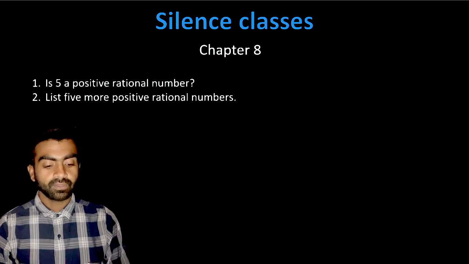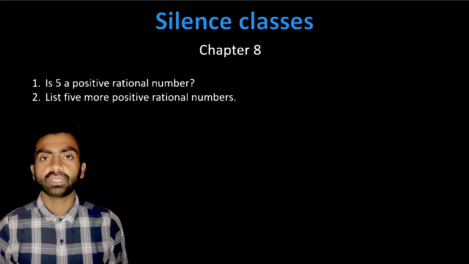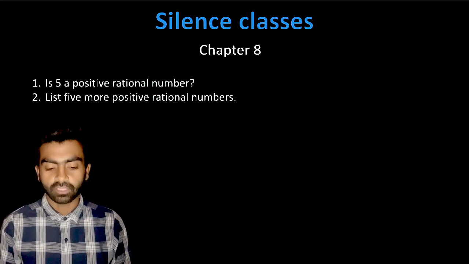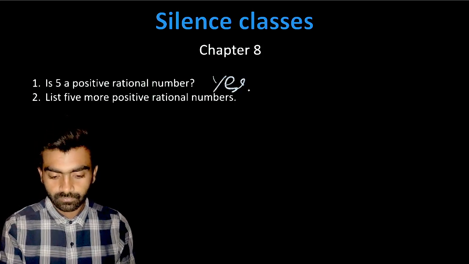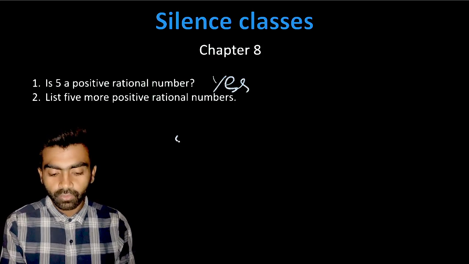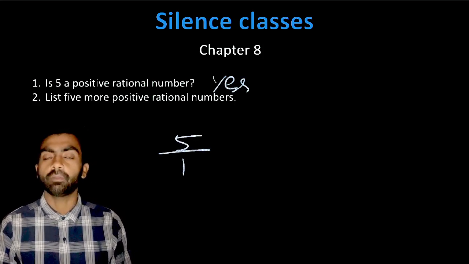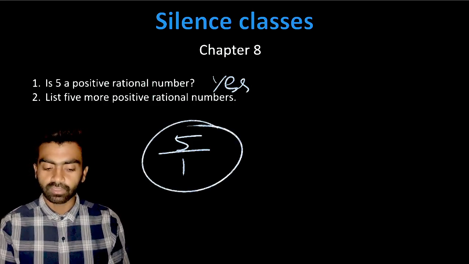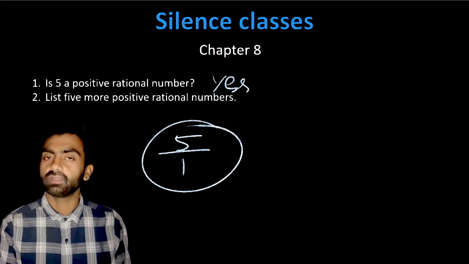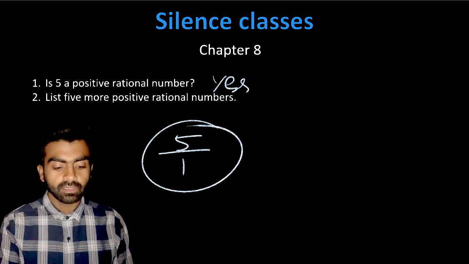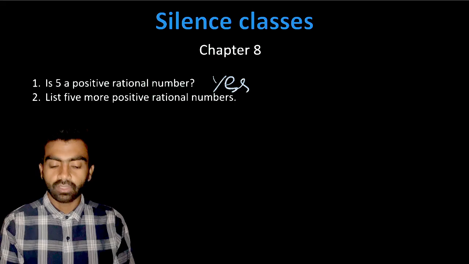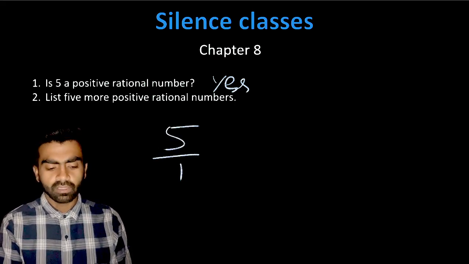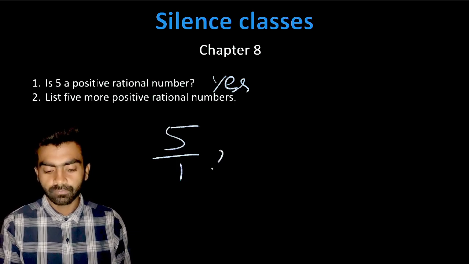Is 5 a positive rational number? It is asking whether 5 is a positive rational number. Yes, write it down, yes. Because we can write 5 in the form of 5 upon 1, and there is no negative sign over here, so we can say yes, 5 is a positive rational number. List 5 more positive rational numbers. 5 upon 1 is already given to us. List 5 more rational numbers, so we can write it down.